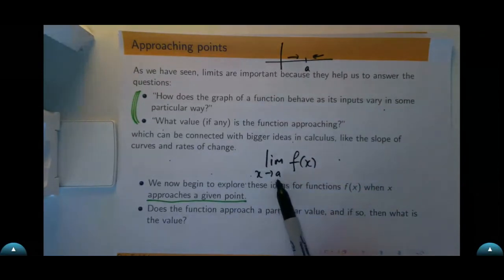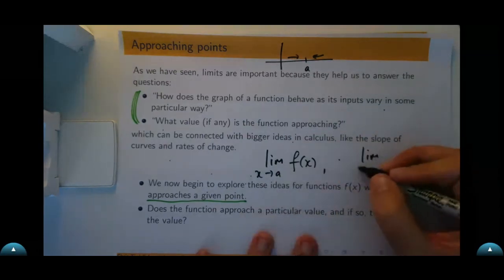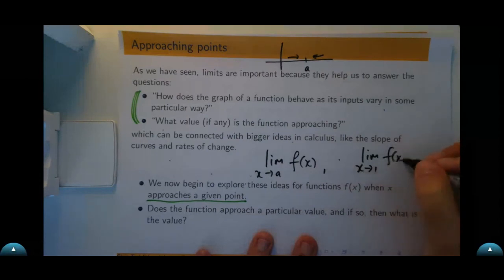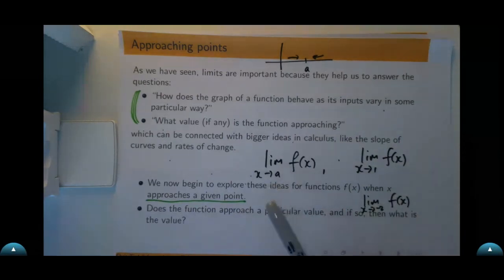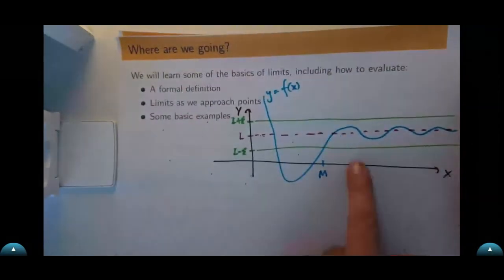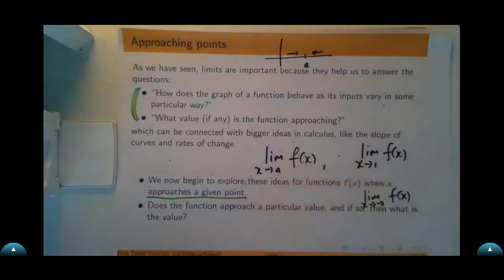Okay, so here A is no longer an infinite thing. It's just like 1 or 2 or something like that. So it might be something like this. And you'll be pleased to know that for this setup, we're not going to talk about any epsilons or formal definitions or anything like that. We save that kind of stuff for when we approach infinity. With this stuff, it's much more straightforward.